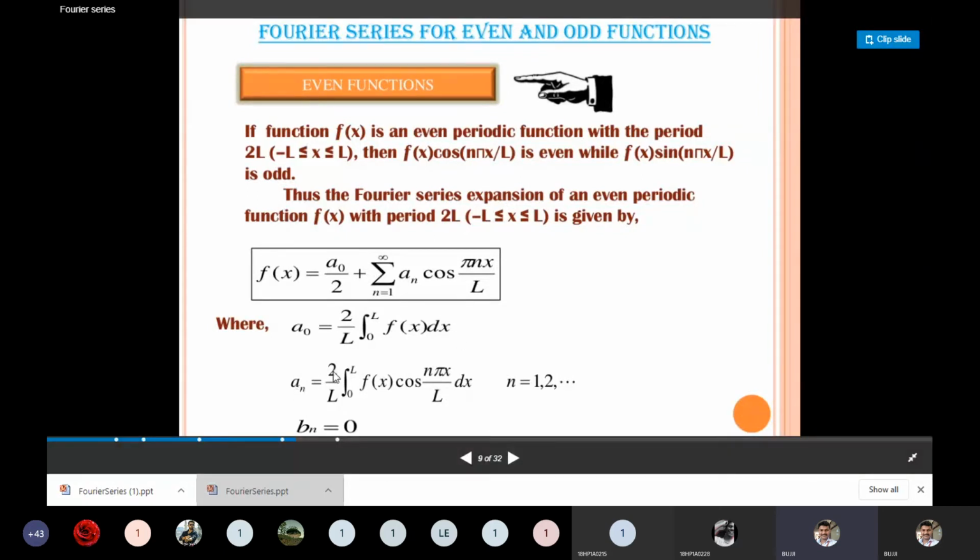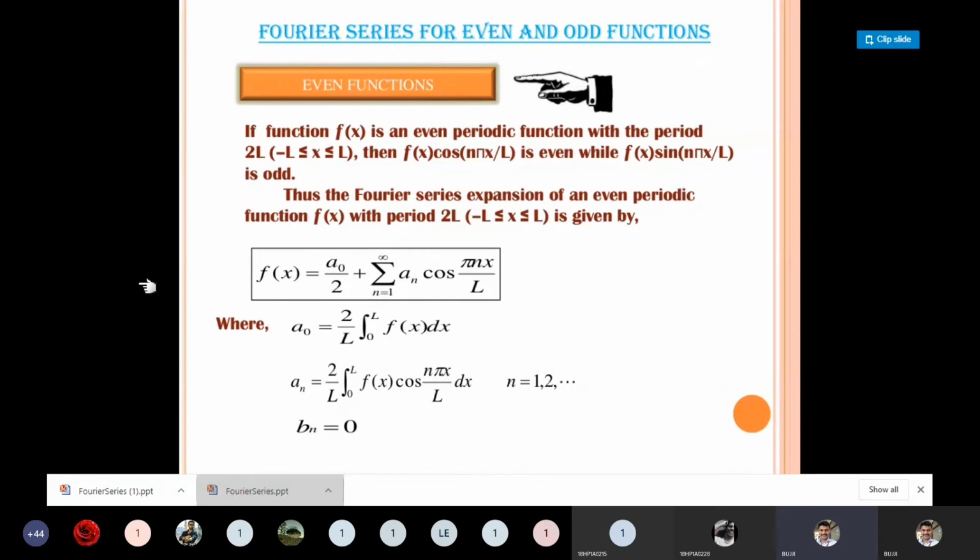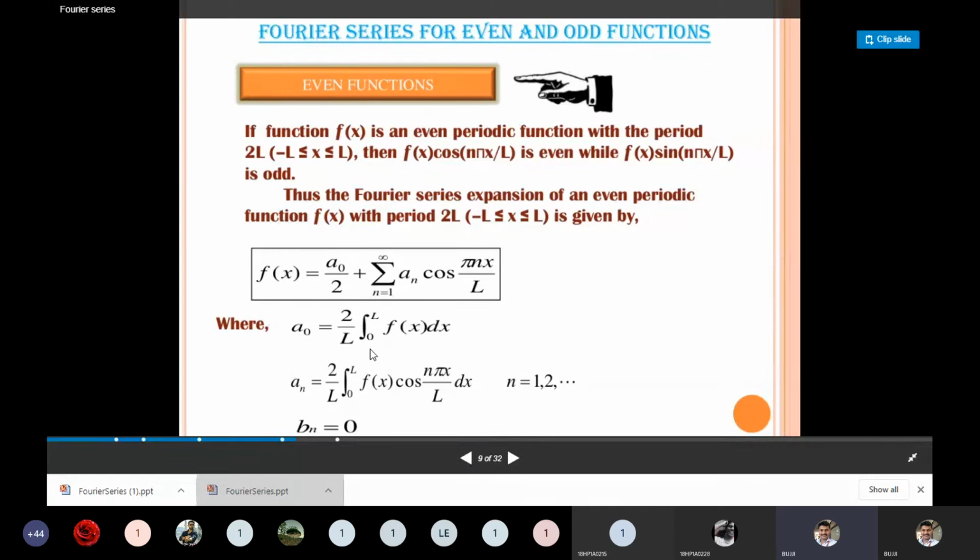Next, this is 2 by L, even, that's why. Because whenever even is there, 2 times that one, half of that one. Actually, 1 by time period, minus L to plus L. Instead of writing minus to plus, we write 2 times of plus in the case of an even function. That's why 0 to L 2 times f of x dx. This is the even function case. Remember?